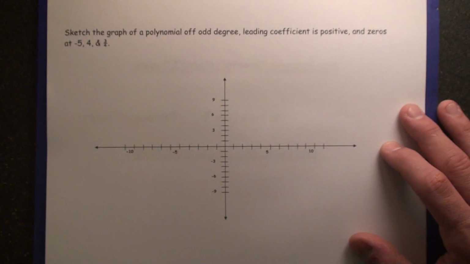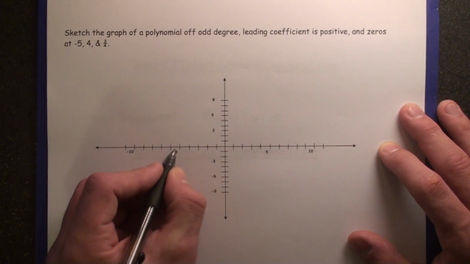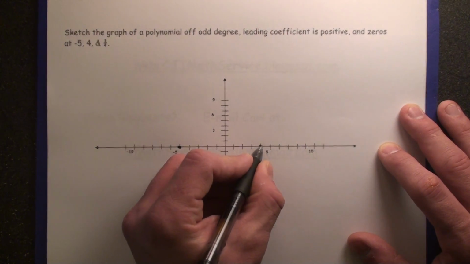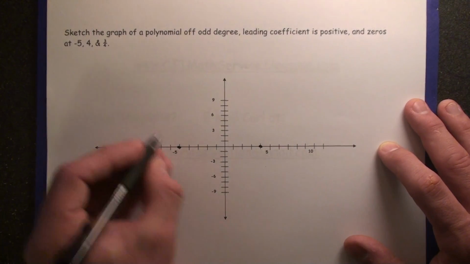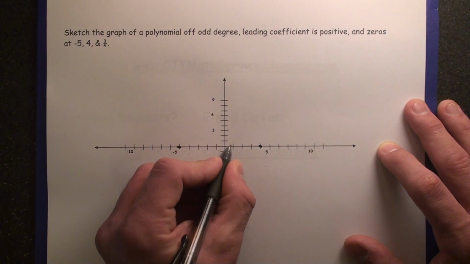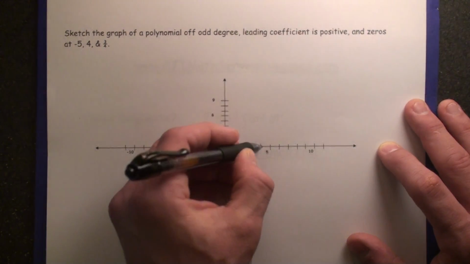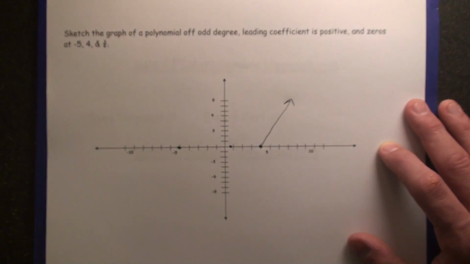All right, let's sketch the graph of a polynomial of odd degree with a leading coefficient that is positive and the zeros are at -5, 4, and 3/4. Well, if there's a 0 at -5, we're going to put a 0 here. If there's a 0 at 4, the graph's going to pass through at the point right there. We're also going to pass through 3/4, which is roughly right here. If it's an odd degree and a positive coefficient, the end behavior is going to be something like this, right, from what we just learned in the last page here.